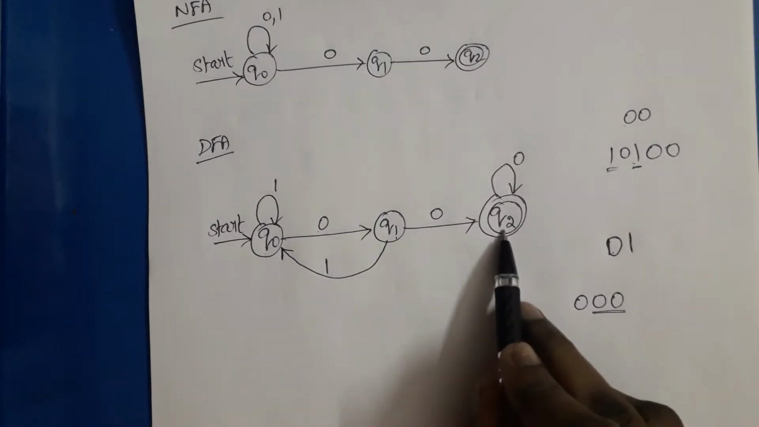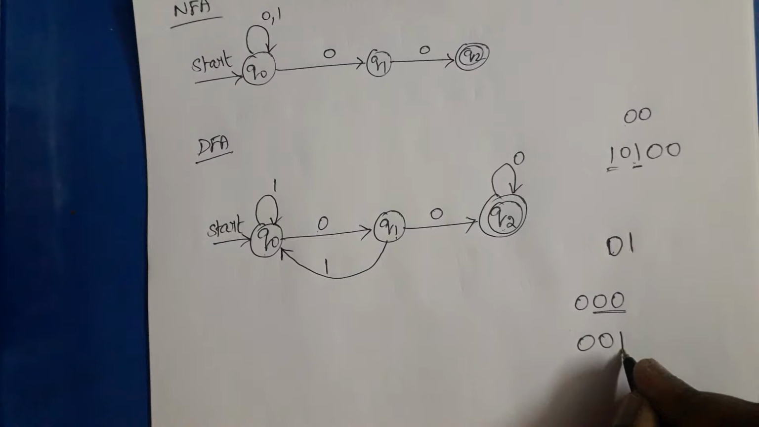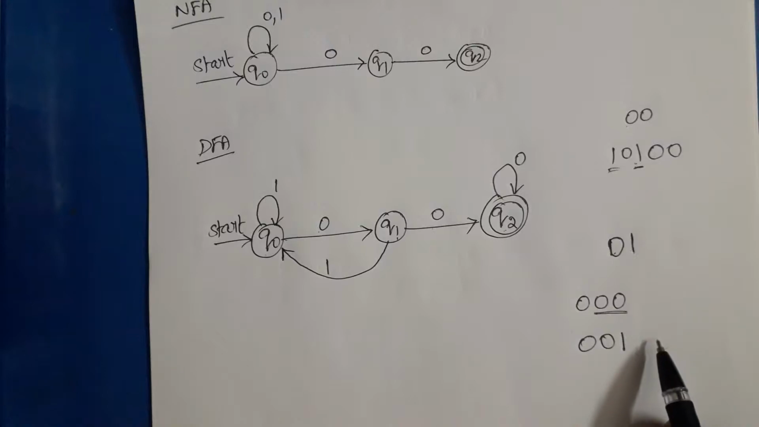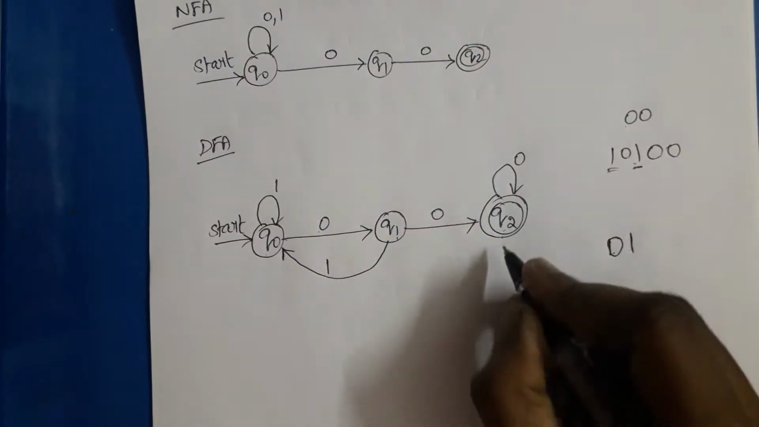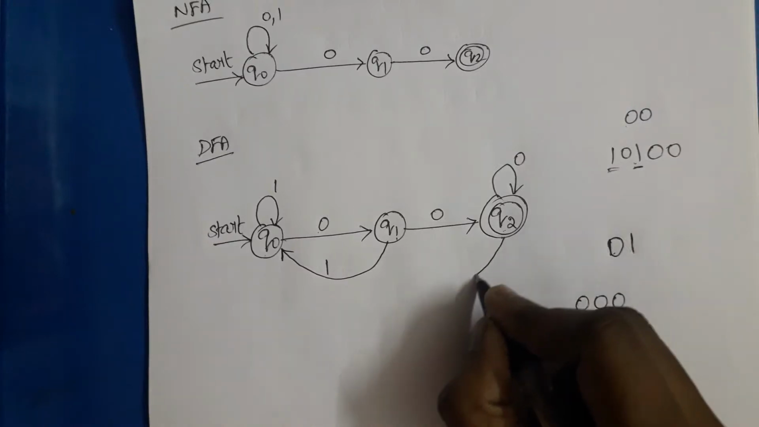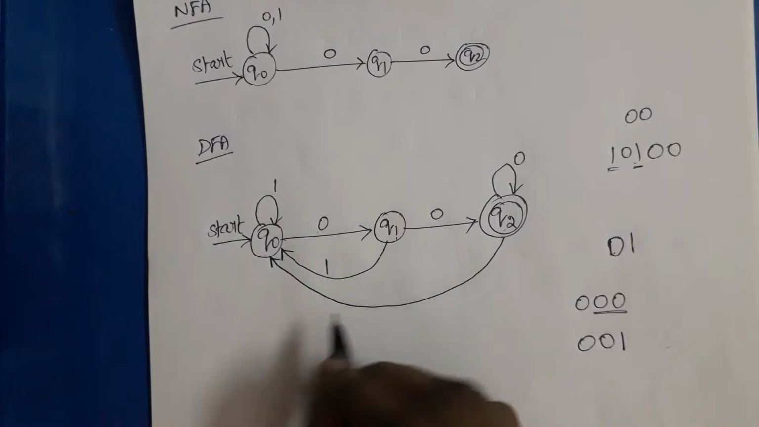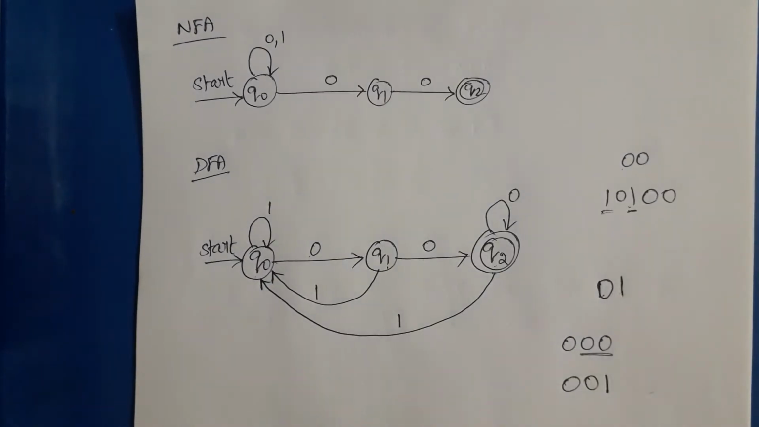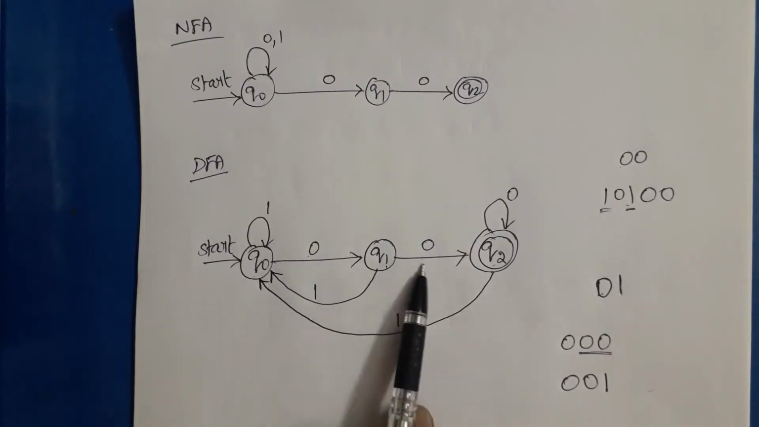But in Q2, after recognizing 0 0, if the next symbol is 1, then again we need to wait for 2 more zeros to enter the final state. So in Q2, if 1 is the input symbol, then the transition should go to Q0. So this is the DFA representation for the strings that end with 0 0.